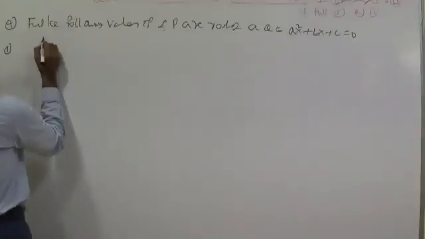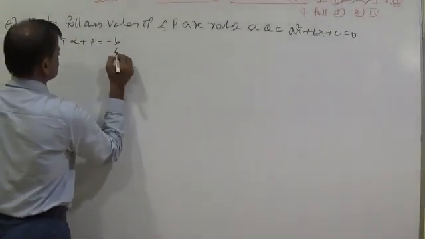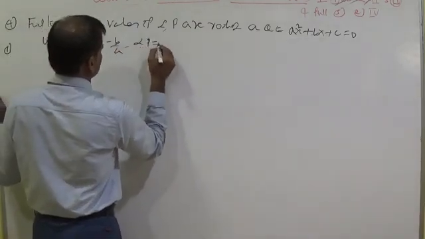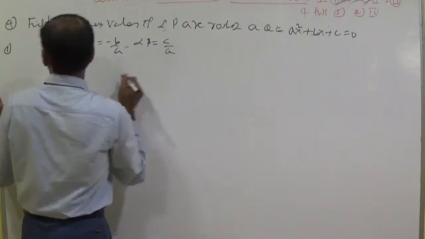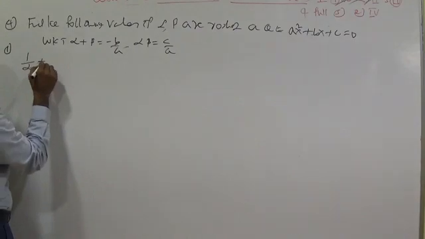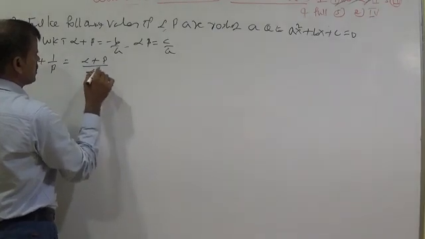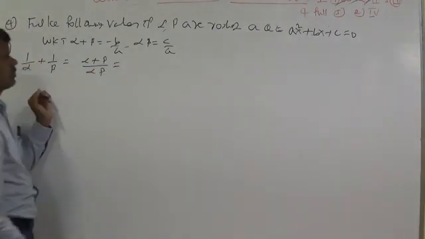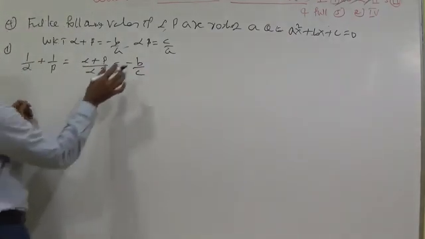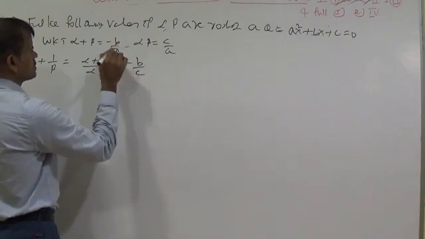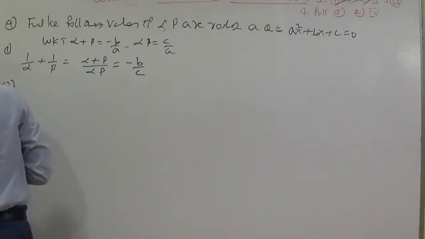First one, simply I am writing, we know that alpha plus beta equal to minus B by A, alpha beta equal to C by A. First one here you should calculate 1 by alpha plus 1 by beta. So take LCM, it becomes alpha plus beta by alpha beta. You can write this one as minus B by C directly, minus B by A and C by A will be getting cancelled. Second one, 1 by alpha square plus 1 by beta square.